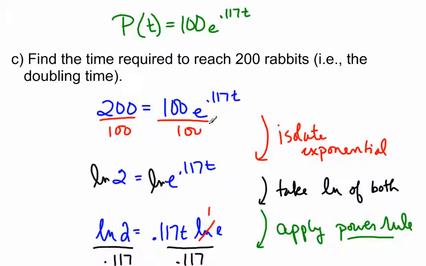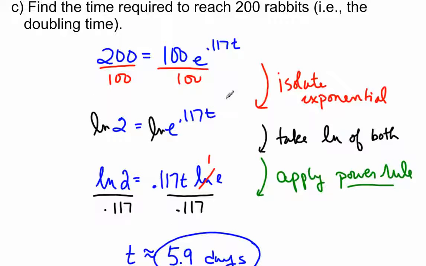Algebraically, because it's an exponential equation, I want to isolate this e part here, so I divide both sides by 100, get 2 equals the e to the 0.117t. Then we're taking the natural log of both sides, so put your ln in on both sides. That allows us to use the power rule, and that means the exponent comes out front of the log over on the right, and we get ln of 2 equals 0.117t ln of e. But ln of e always reduces to 1 because it's the power I put on e to get e.